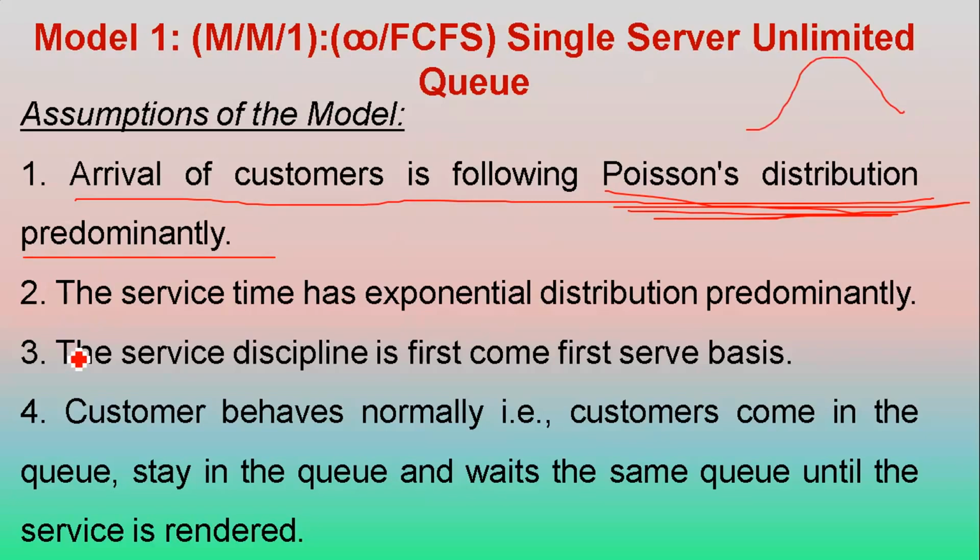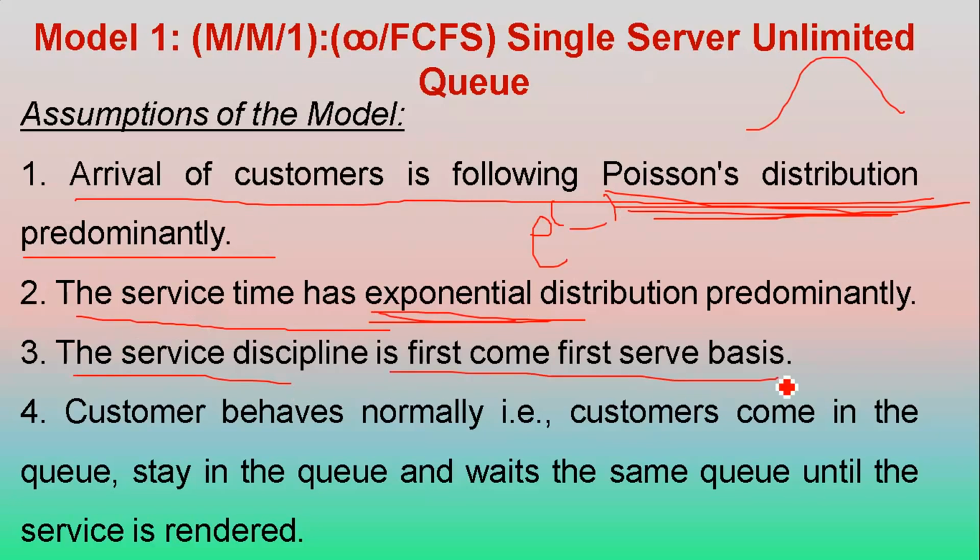Then second is the service time has exponential distribution. That will be e to the power something. That kind of distribution is followed in the service time. Then the third assumption is the service discipline is only first come first serve. That is, FCFS kind of service is carried out. Then fourth is customer behaves normally. This is also important. Customer behaves normally means what?